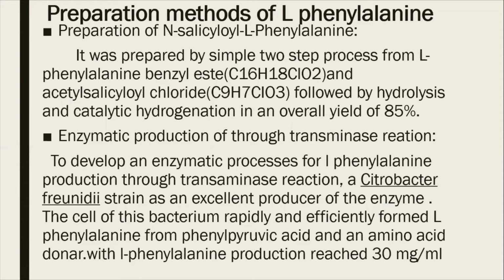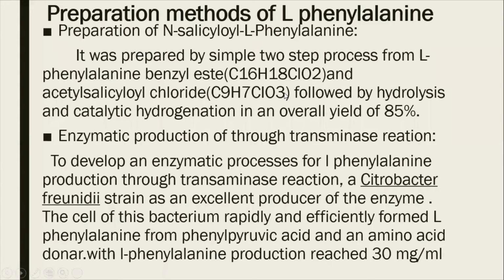Preparation method of L-phenylalanine. Preparation of N-salicyloyl L-phenylalanine. It was prepared by a simple two-step process from phenylalanine benzyl ester and acetyl salicyloyl chloride, followed by hydrolysis and catalytic hydrogenation in an overall yield of 85%.